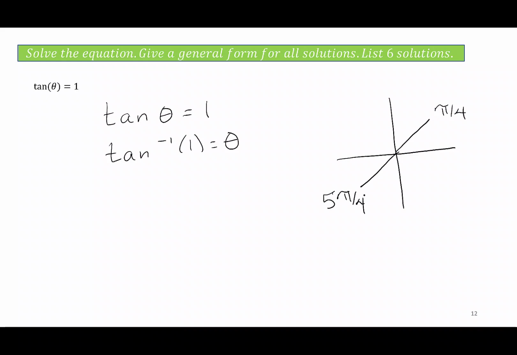I want you to notice tangent is positive in quadrants 1 and in quadrant 3. Also, tangent has a period of pi, so I can see that pi over 4 and 5 pi over 4 have the distance of pi apart. When I'm looking for my general solution, I'm going to say theta is equal to pi over 4 plus pi times k, where k is an integer.